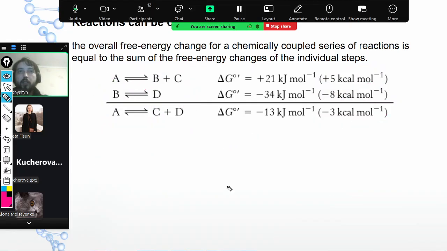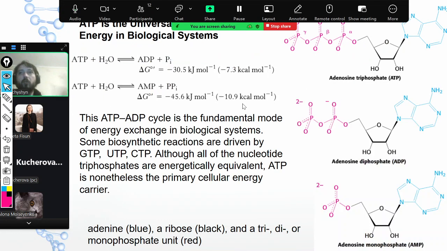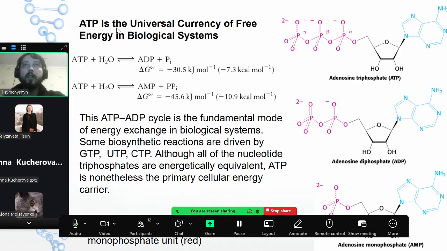So many reactions go this way. We couple a reaction that we are able to perform because it's energetically favorable with a reaction that is not favorable. And here is an example of, let's say, a universal reaction that we try to couple to many other reactions to get them going. This is the hydrolysis of ATP. That's the reason why I told you that ATP is a sort of universal energy currency.